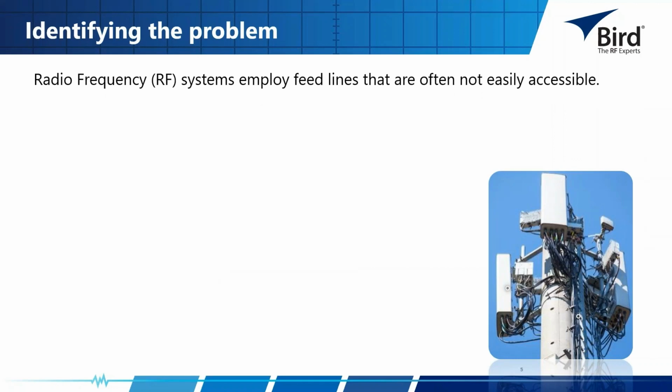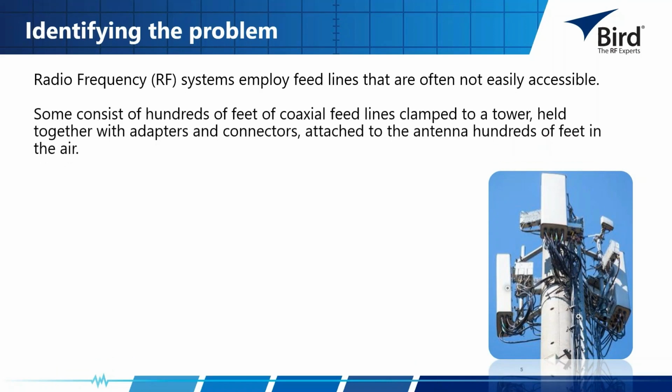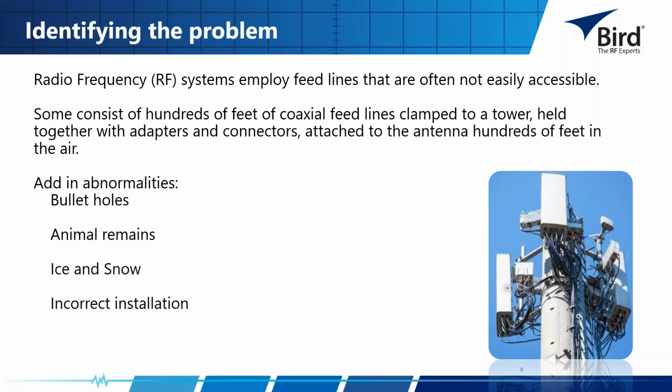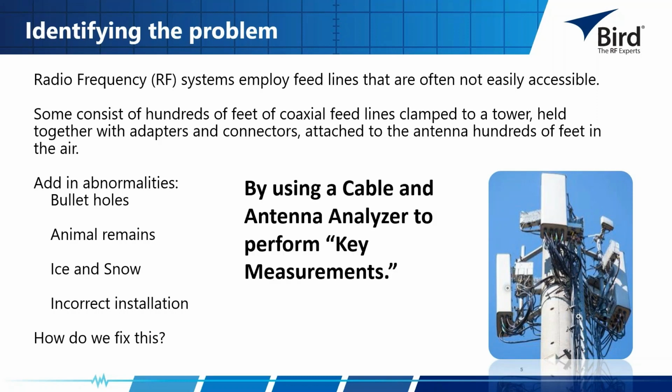And radio frequency systems employ feed lines that are often not easily accessible. Some consist of hundreds of feet of coaxial feed lines clamped to a tower, held together with adapters and connectors attached to the antenna hundreds of feet in the air. Add in abnormalities such as bullet holes, animal remains, ice and snow, and incorrect installation. How do we fix this? By using a cable and antenna analyzer to perform key measurements.